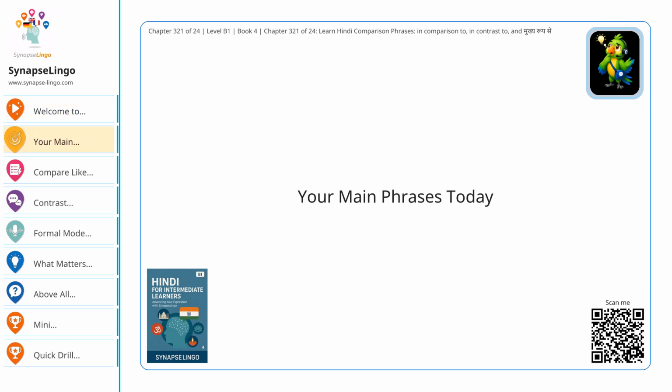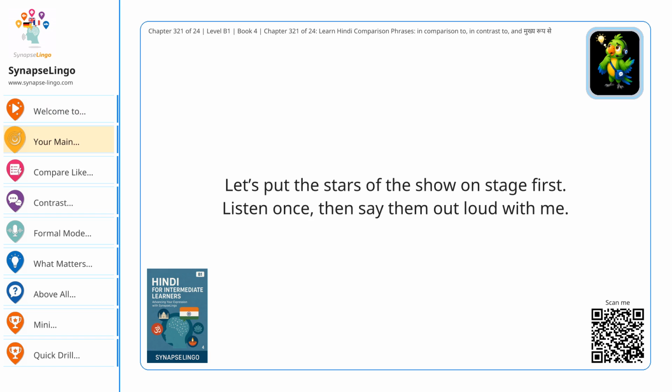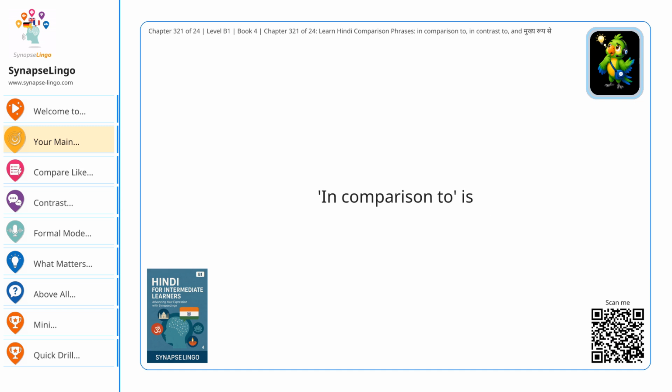Your main phrases today. Let's put the stars of the show on stage first. Listen once, then say them out loud with me. In comparison to is की तुलना में. In contrast to is के विपरीत. In relation to is के संबंध में. Regarding is also के संबंध में. With regard to is again के संबंध में. Primarily is मुख्य रूप से. Above all is सबसे बढ़कर.